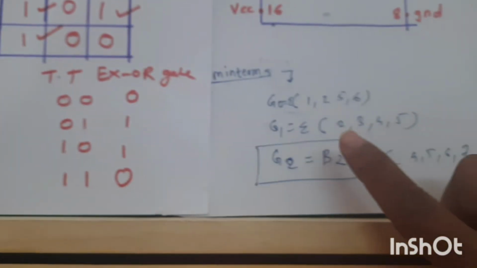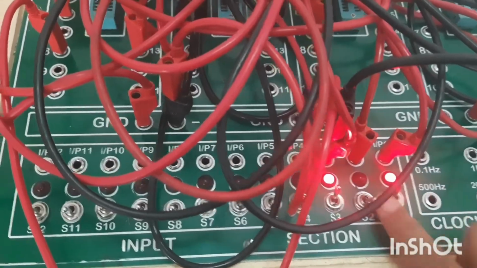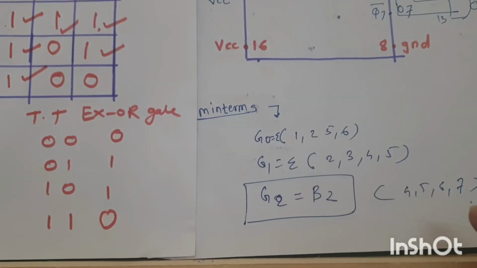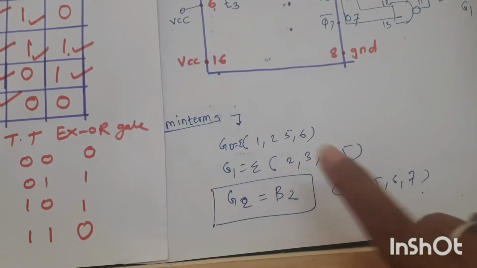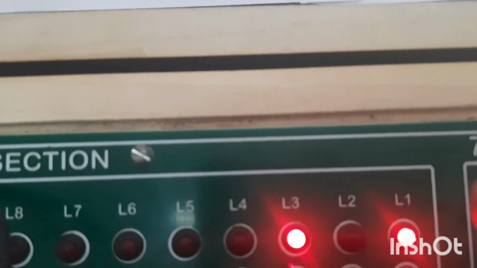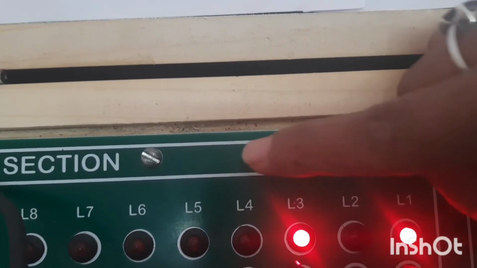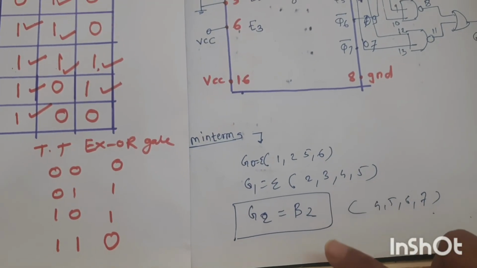Now give minterm number 5. 5 is present in G0, G1 as well as G2. That's why all three, G0, G1, G2, are blinked. Now minterm number 6 is present in only G0 and G2. So just give 6. You can see only G0 and G2 blinked. Now give minterm number 4. 4 is present in G1.